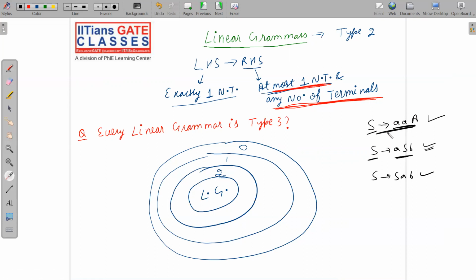So every type 3 will be linear, but every linear won't be type 3. Why? Because see, this is linear, but it is not type 3. Why is this not type 3? Because type 3 is saying at most one non-terminal and any number of terminals. This is the same thing in type 3, but we have one more restriction, that this non-terminal should be either in the extreme left or in the extreme right. We cannot have that non-terminal in the middle. But in linear grammar, we are not saying anything about the position of this non-terminal.